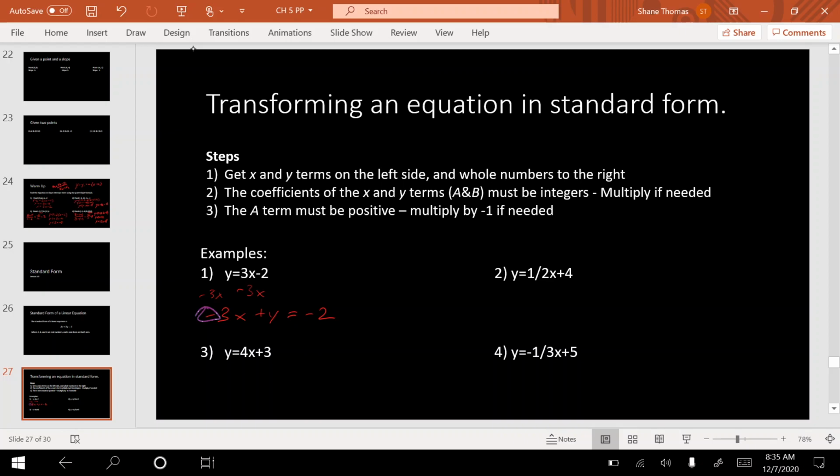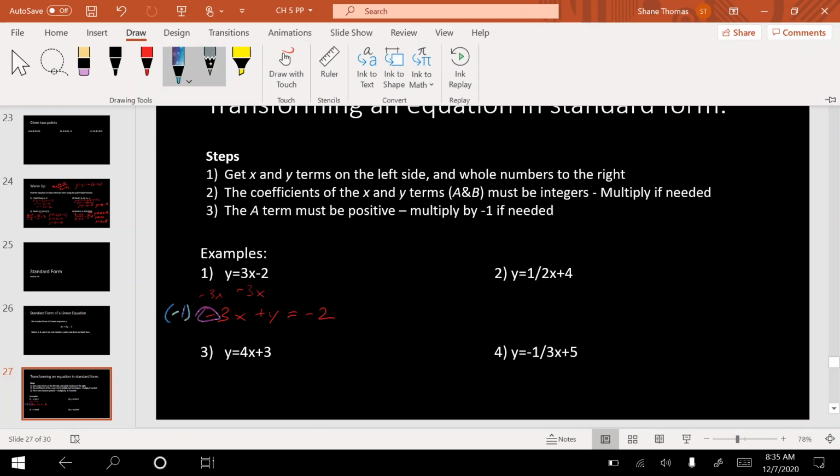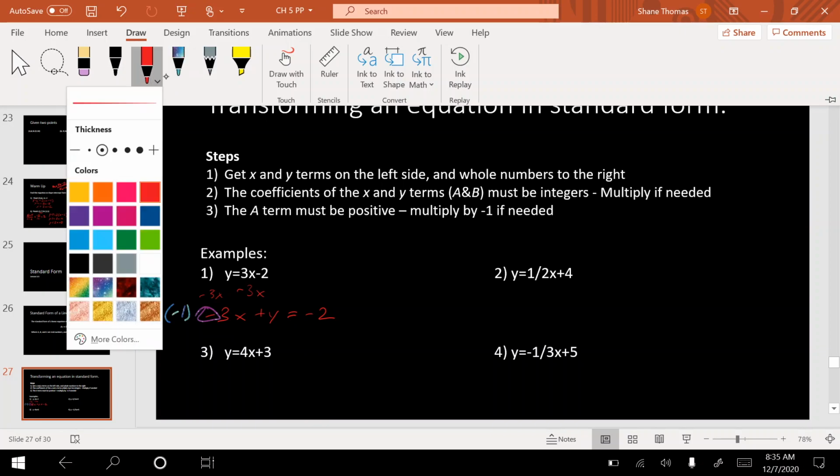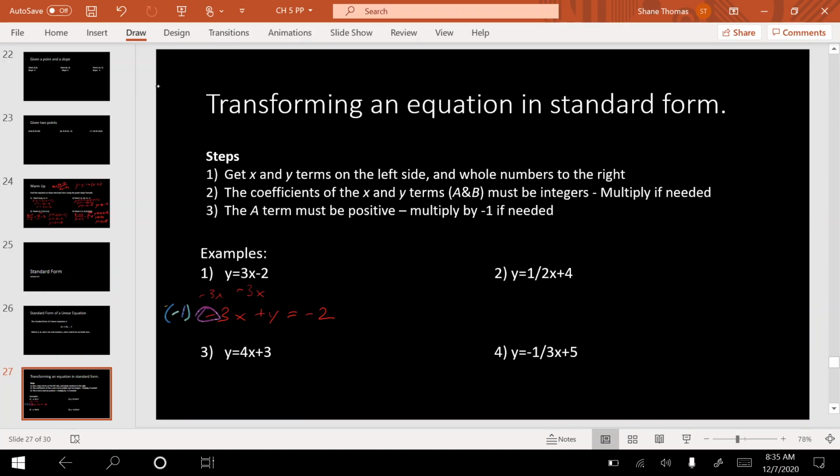Multiply by -1. So I am going to multiply everything by -1. Why is that? Can I change it? That's just weird. Oh, here we go. So I need to multiply everything by -1. -1 times -3 is going to be positive 3x. And then I have minus y is equal to a positive 2. That's way easier to see, isn't it?